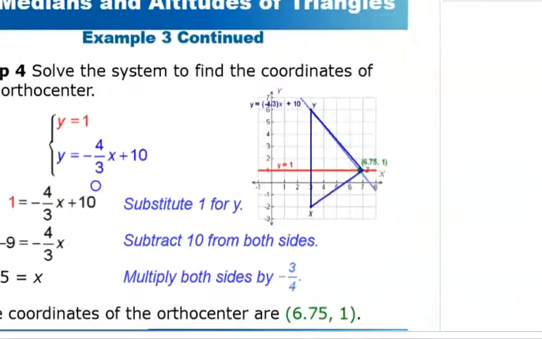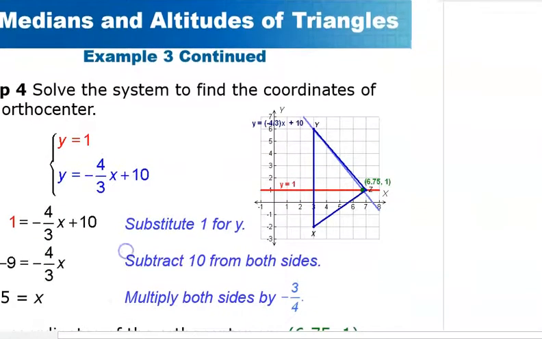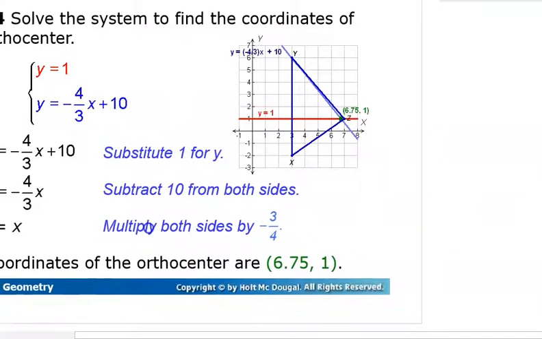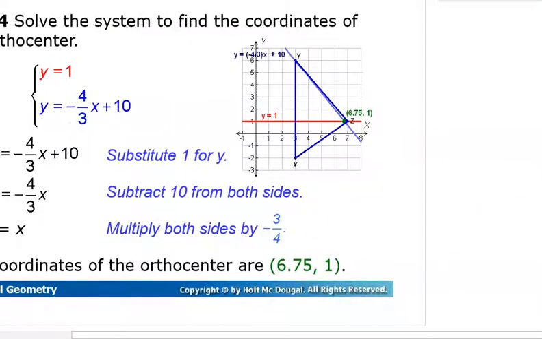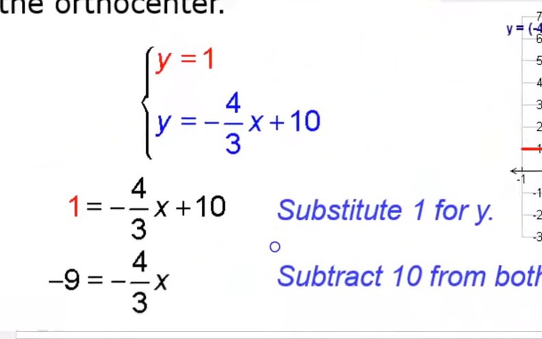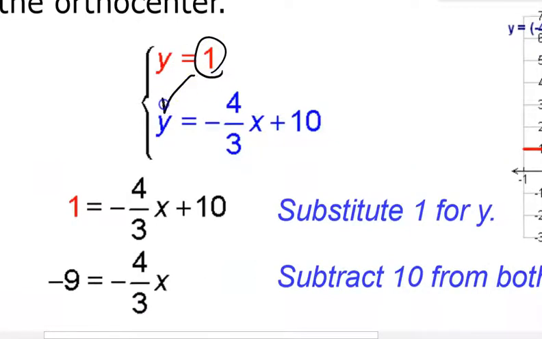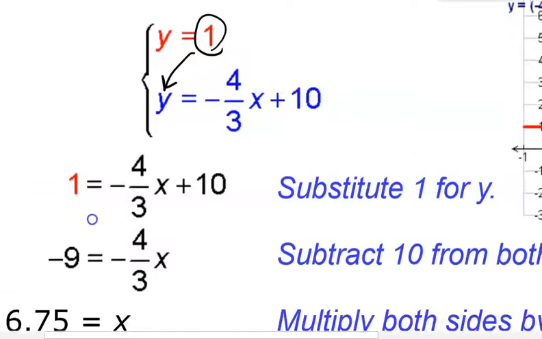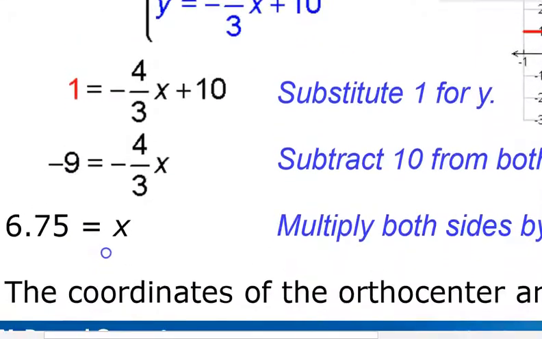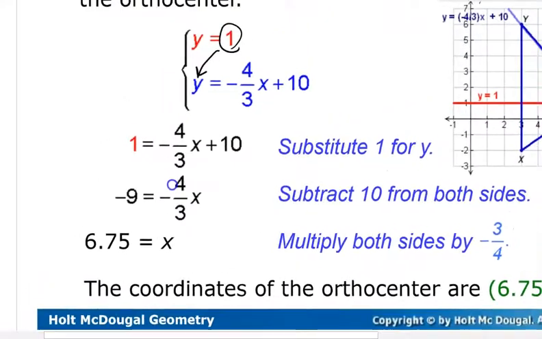Awesome, okay. Now in order to find out where they meet, you're going to have a system. And if you remember from Algebra 1 again, in order to solve a system, you need to set it up by doing substitution or elimination. For this particular case, I think it might be easier to do substitution. So if y equals 1, you can just take 1 and plug it in right there. Then you can just solve for x, and we get 6.75.